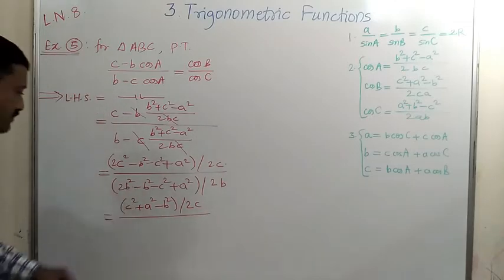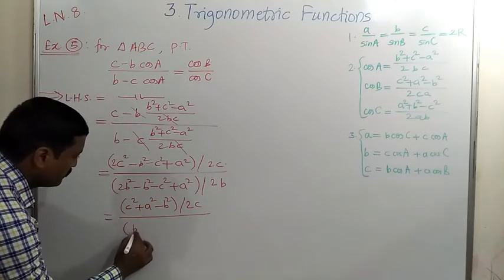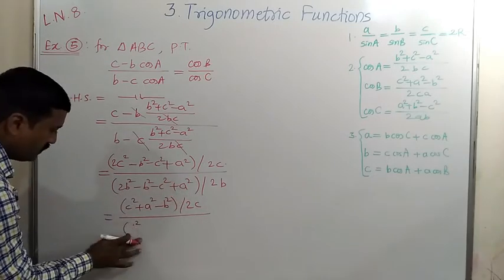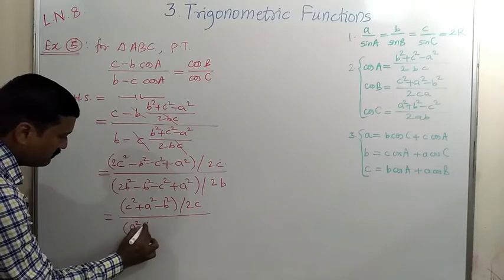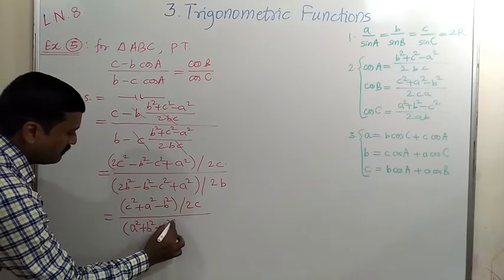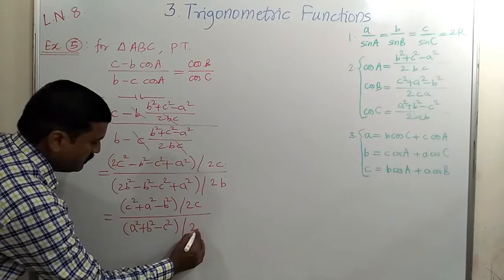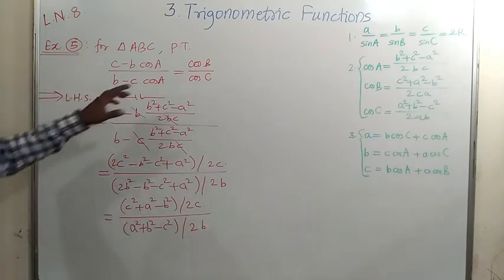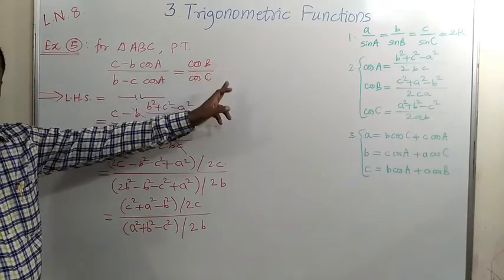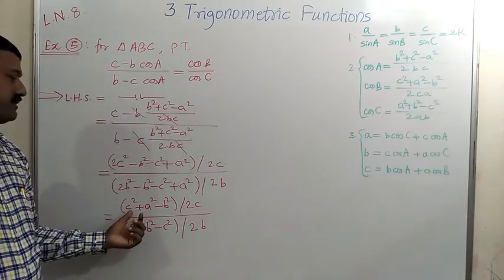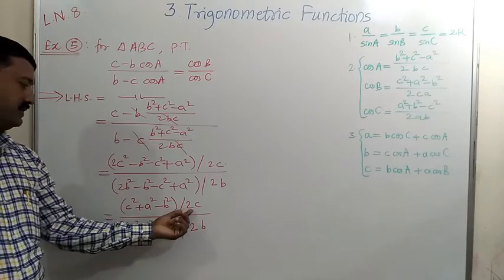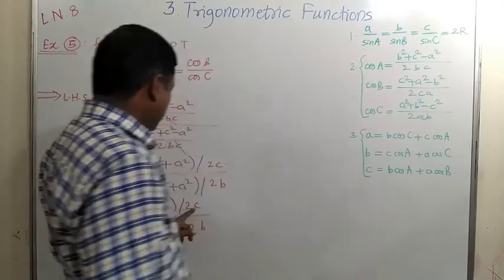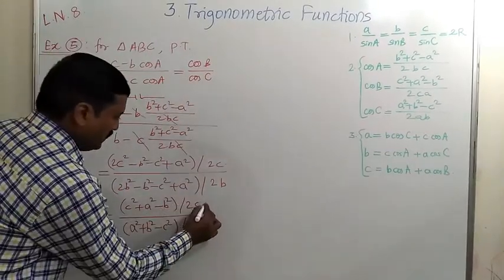Here 2b square minus b square is b square plus a square. I will write it as a square plus b square minus a square upon twice b. Let us observe carefully. The RHS is cos b upon cos c, and cos b is c square plus a square minus b square upon twice ca. In cos b it is minus twice ca. Here only c is there, so we need here a.